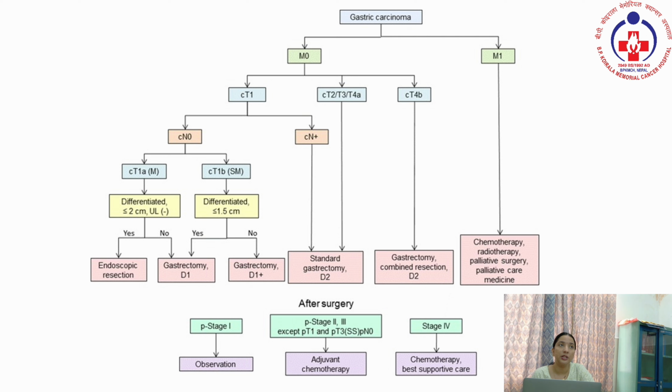And for a T4B lesion or presence of any metastasis, combined resection with the embedded organ is done. And after the surgery for stage 1 pathological lesion, we go for observation. And for stage 2 and 3, except for T1 lesion and T3 P0 lesion, adjuvant chemotherapy is given. And for any stage 4 disease, chemotherapy with supportive care is the management that we are following in our center.